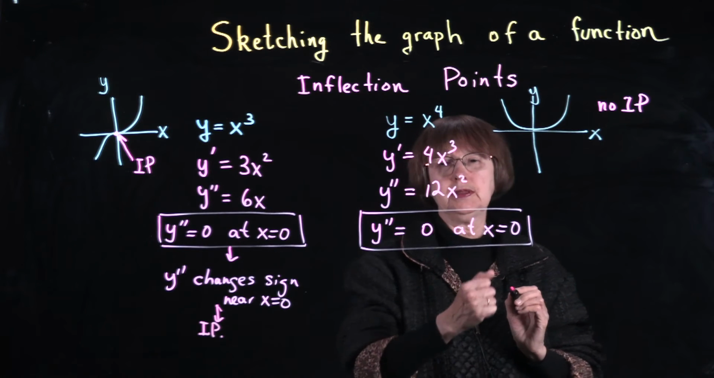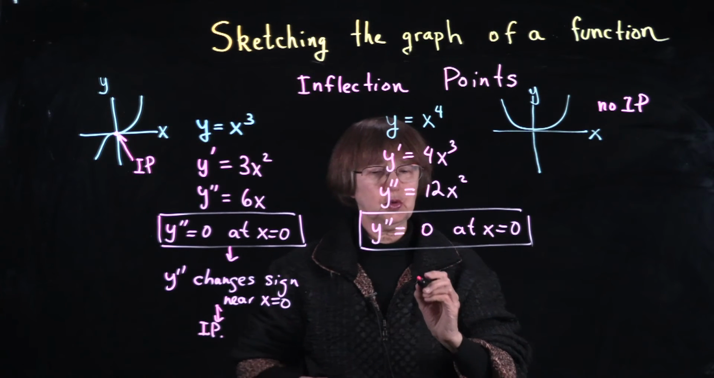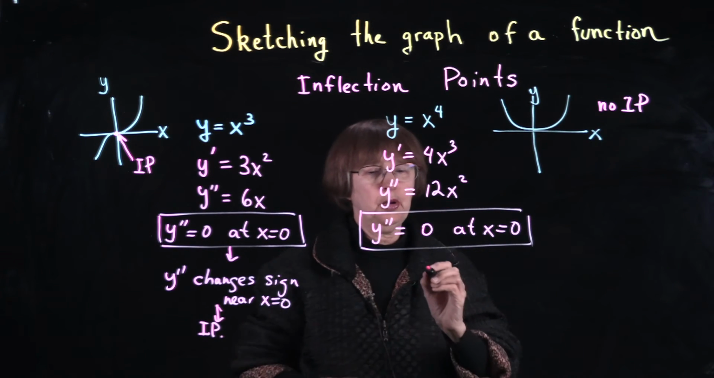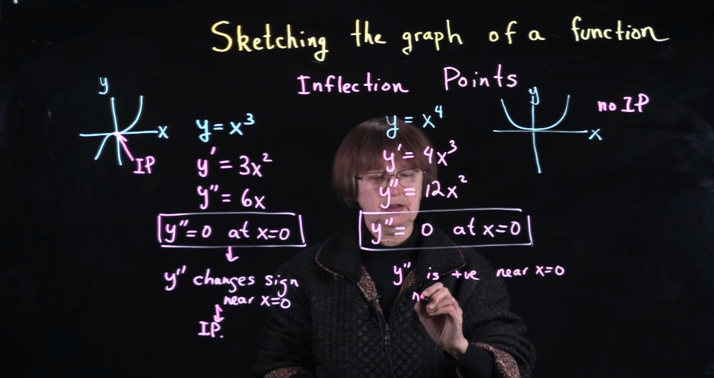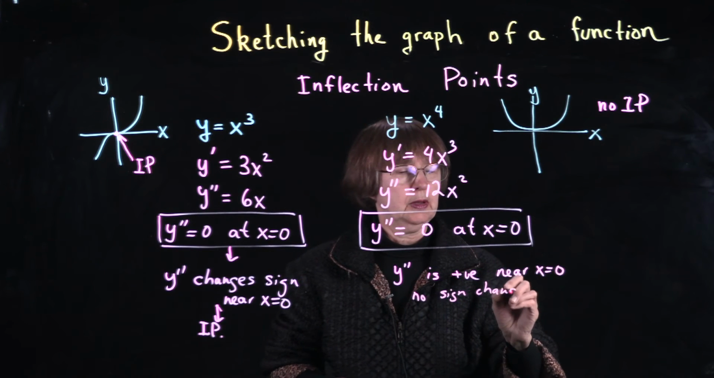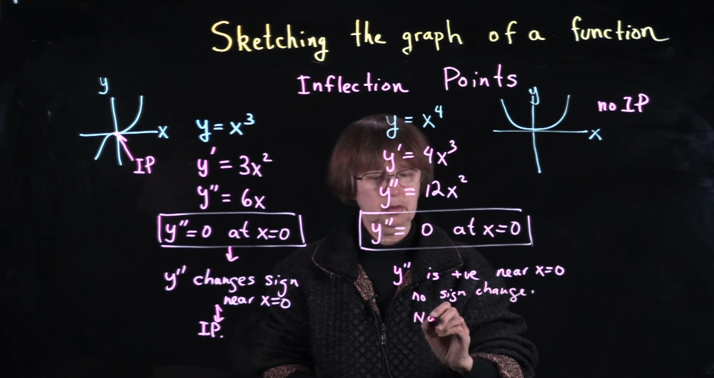On the other hand, let's look at this one. The second derivative is 12x squared. This is always positive near x equals 0. There's no sign change, and therefore, there is also no inflection point.